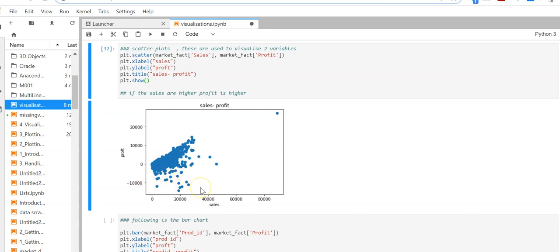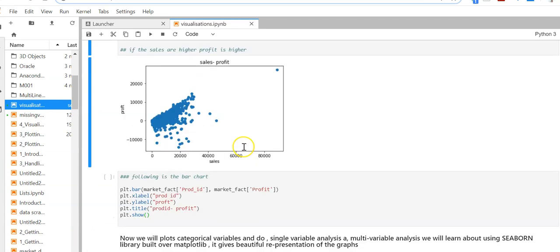So this tells two stories. First of all, most of the data have higher sales and higher profit, but there are a few data where the sales is higher but the profit is low. Such a situation we need to avoid. In the next session we are going to learn more about advanced plotting like Seaborn, which is a Python library, and it will be used for beautification of the plot.